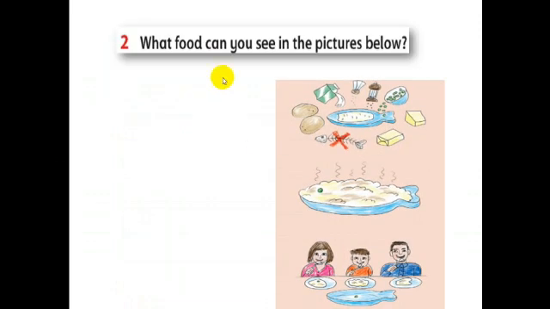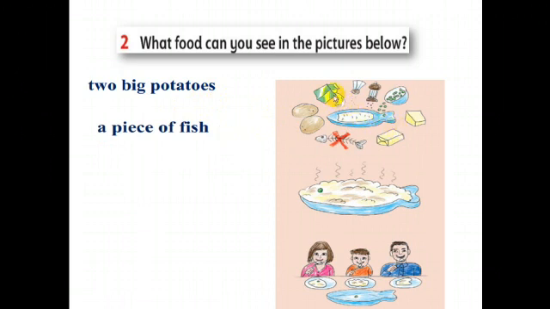What food can you see in the pictures below? Look at the picture. What food can we see? We can see two big potatoes. Okay? Potatoes. Look at the S, countable. Two big potatoes. We can see a piece of meat, a piece of fish. Do you like fish? A piece of fish.